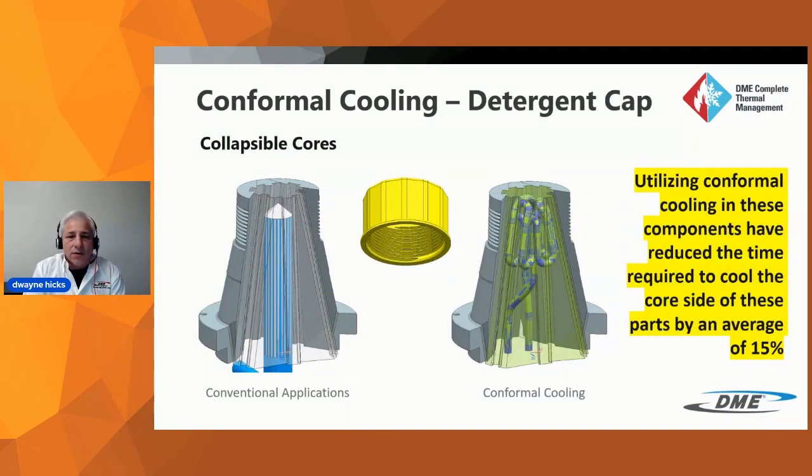Collapsible cores are another big seller, and they are conventionally cooled, typically with baffles or a spiral baffle. But just by adding conformal to this, we can reduce the cooling time for these cores by an average of about 15%.